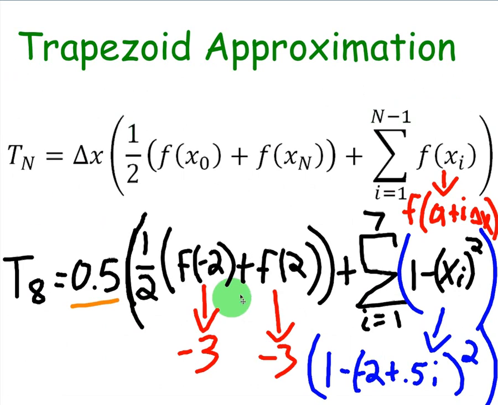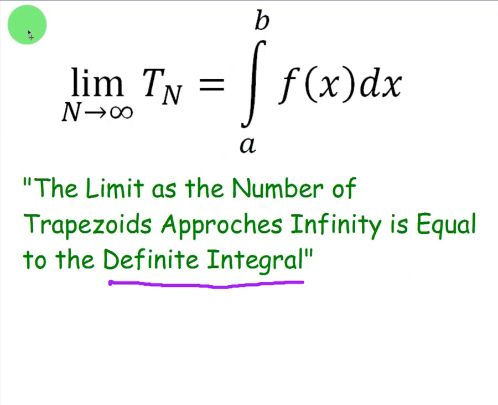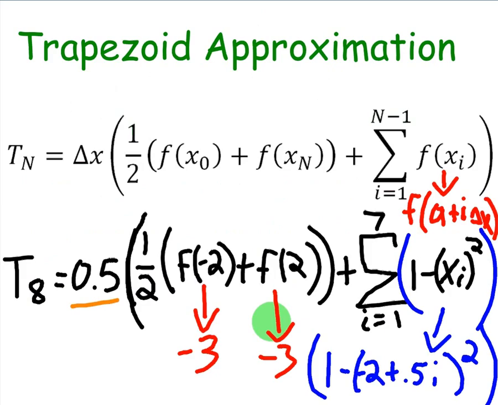So, as the last piece of information before we close this out, here's a key you might want to look at again for all of our different approximation methods and what each component means in terms of summation notation. But we see again that if we increase our number of trapezoids to infinity, we equal the signed area, which is the definite integral from a to b, in this case from -2 to 2, of our function, in this case 1 minus x squared. So the limit as the number of trapezoids approaches infinity is equal to the definite integral.